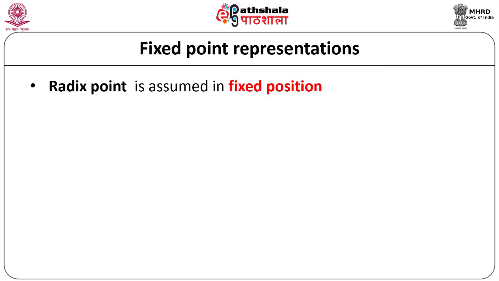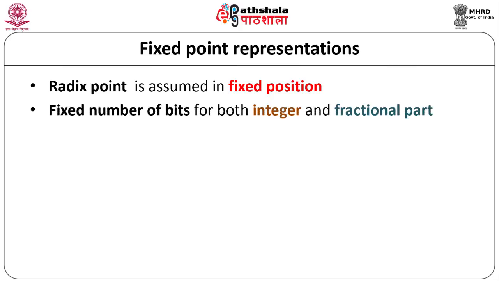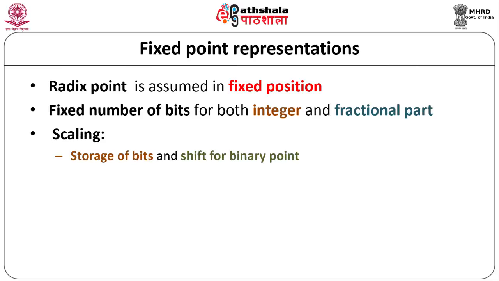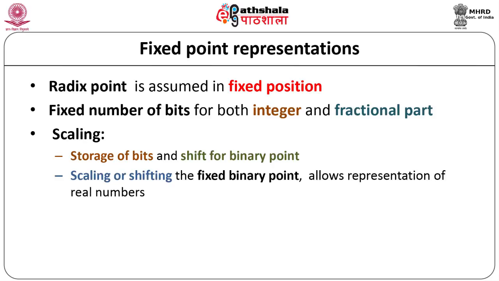To summarize, the radix point is assumed in fixed point. There are a fixed number of bits for both the integer as well as the fractional part. Only bits are stored in memory. Binary point is shifted to the left by 2-bit positions, which is referred to as scaling. With scaling or shifting the fixed binary point, the fixed point representation allows the representation of numbers with fractional components as well.